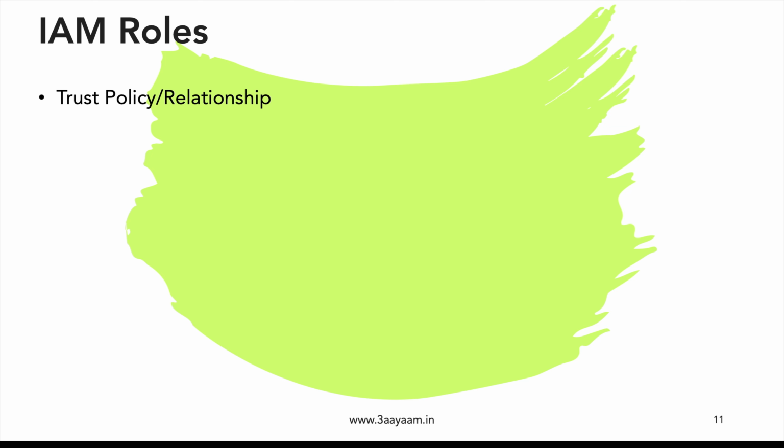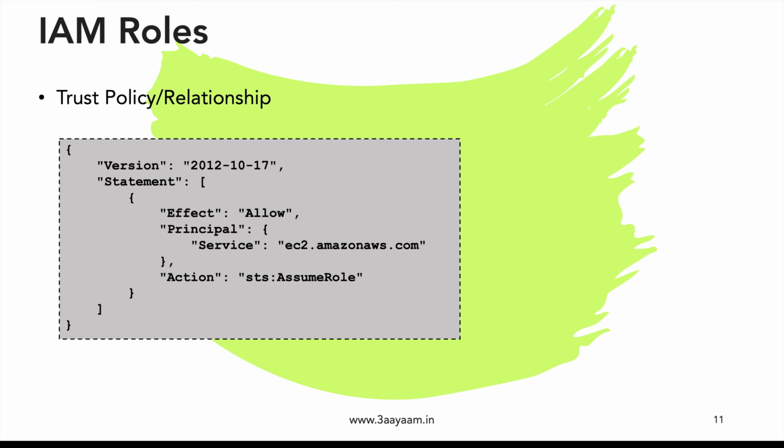So how do we mention the trust policy or trust relationship? This is how we do it. We mention the version as usual. Then in the statement, in the effect, we mention Allow, and there is no resource. Instead of resource, we have principal. And in principal, we mention the service. It can be ec2.amazonaws.com, it can be redshift.amazonaws.com, it can be emr.amazonaws.com. And in the action, we'll have to mention sts:AssumeRole. So we cannot mention anything else, only sts:AssumeRole.